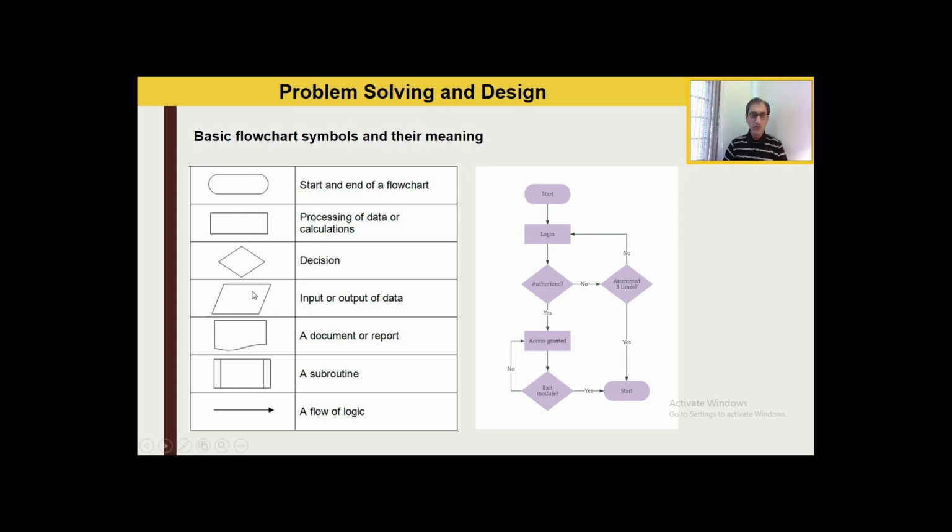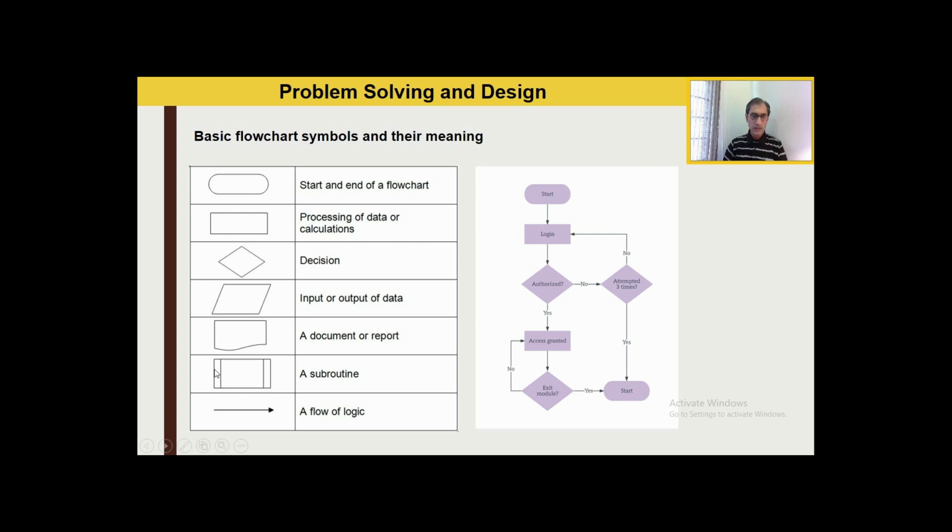Then this parallelogram symbol is usually used to depict the input and the output of data from a system. This shape, which looks like a rectangle but at the bottom has a curved line, is used to display a document or a report. Usually a hard copy document, or a hard copy output produced from your program or your flowchart, is shown through this symbol.